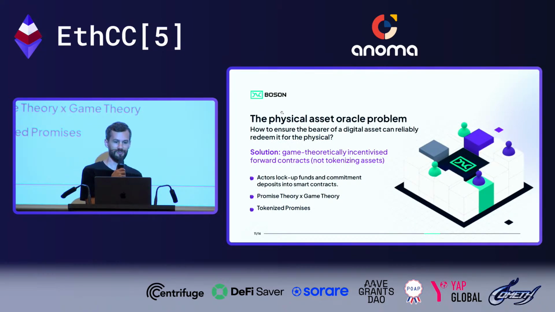The physical asset oracle problem is about ensuring that the bearer of a digital token can redeem it for the physical thing. That's a hard problem to solve, but our solution is based on game theoretically incentivized forward contracts, which you can imagine as an agreement to execute a trade or an exchange at a specified price sometime in the future. And the trade here is generally paying with digital assets to get a physical thing.